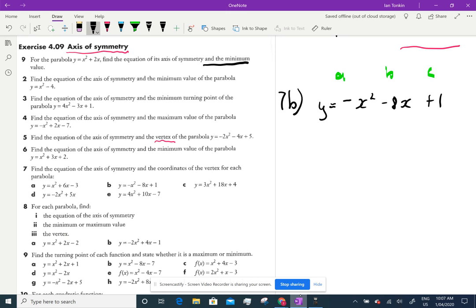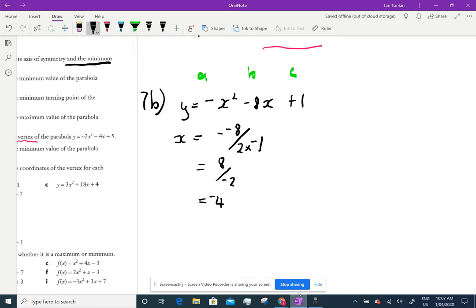Okay, well, the vertex will be when x equals -b, or minus 8, on 2a, 2 times -1. So that's going to be 8, because negative is that, on -2, so x equals -4. To find the y value of that, I just put it in.